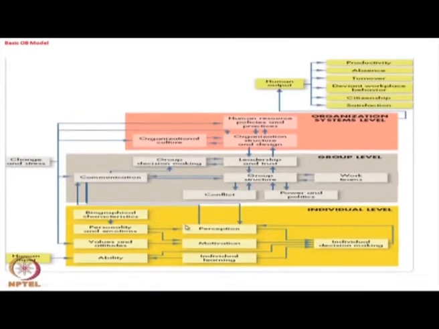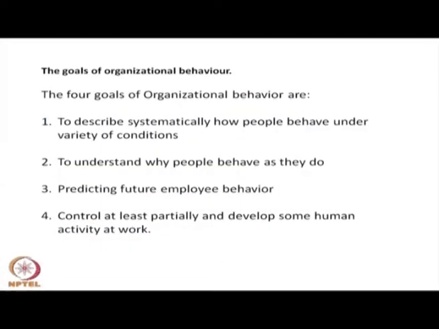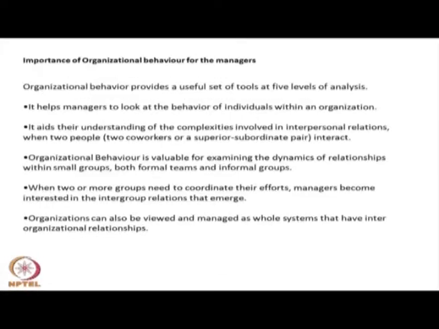You just cannot say this is happening only due to this at the individual level. Even when you are discussing individual behavior, you have to take into focus the group level and the organization level factors. Whenever you are talking of group level factors, you have to consider individual and organizational level factors, and simultaneously in this way. The goals of organizational behavior are to describe systematically how people behave under a variety of conditions, to understand why people behave as they do, to predict future employee behavior, and to control at least partially and develop some human activity at work. These are the four important goals of organizational behavior.